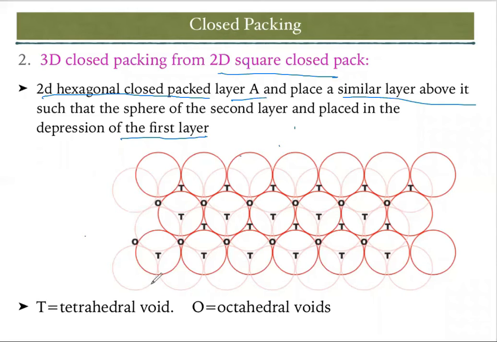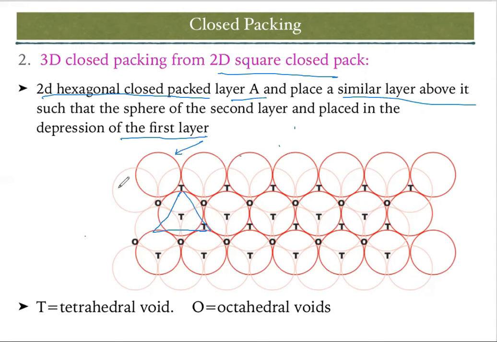So first layer is done, right? This is the first layer and this is the second layer, and the second layer is above the first layer. Here we are going to put the second layer in the depression of the first layer. If you see this connection below this atom, so 1, 2 and 3. The darker part of this red circle is above the depression of these 3 atoms.